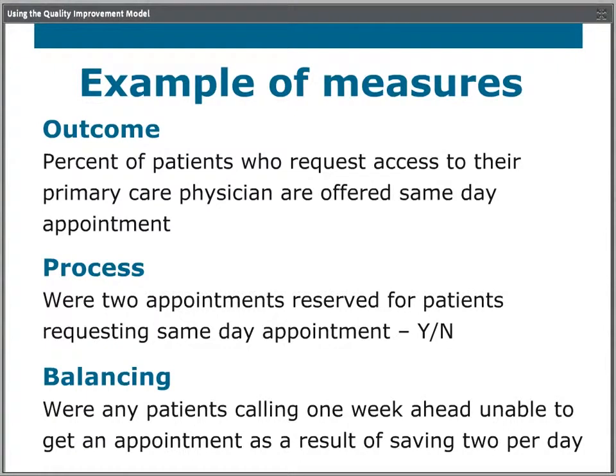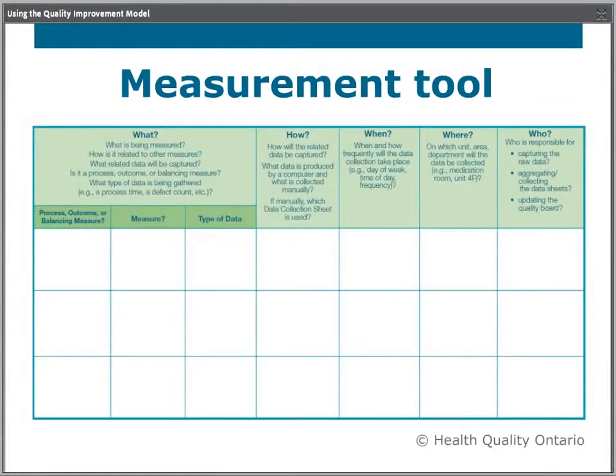So I promised some tools. Here's an example from Health Quality Ontario. Their website's got some great tools to use, and you can just download them, they're PDF documents. But this is the kind of thing that will help you just guide the process of thinking about what we need to do when we talk about measures. So what kind of measures? Are they process, outcome, or balancing measures? How is it going to be collected? When is it going to be collected? Where? And who is going to be responsible for collecting that?